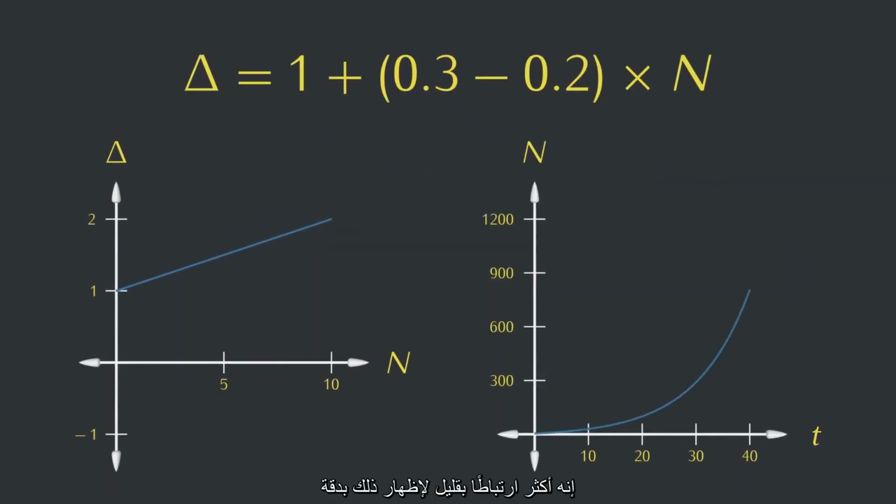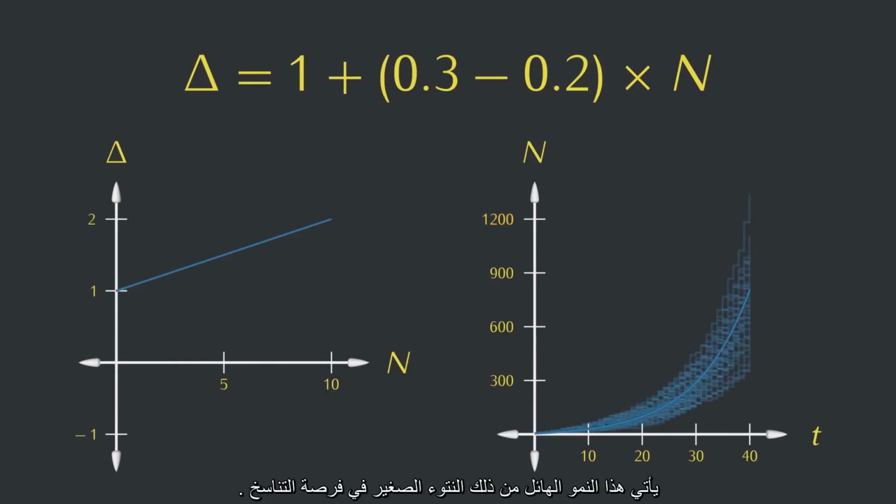It's slightly more involved to show this precisely, so I'll link to some other resources in the description in case you want proof, but once again we can look at a bunch of simulations to confirm the result. Notice how the number of creatures is much higher here. This explosive growth comes from that tiny bump in the replication chance. Also, the spread is even worse this time because of the reversal of the rubber band effect.